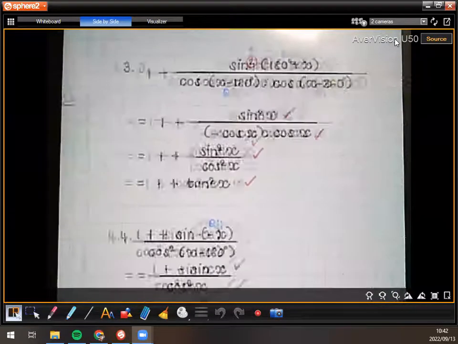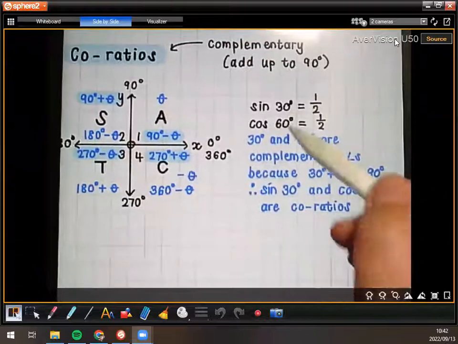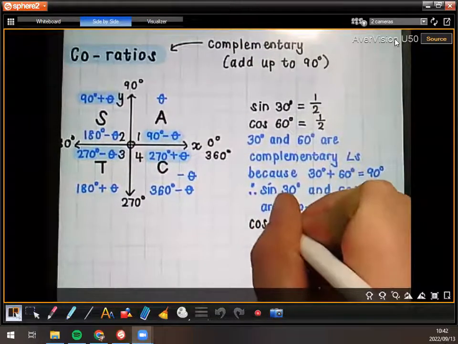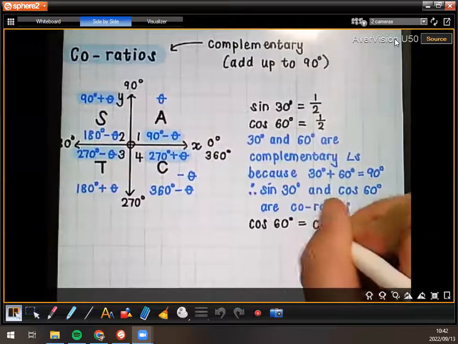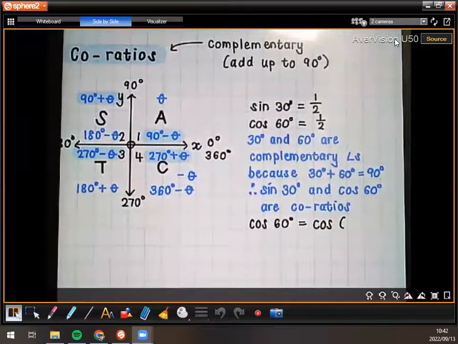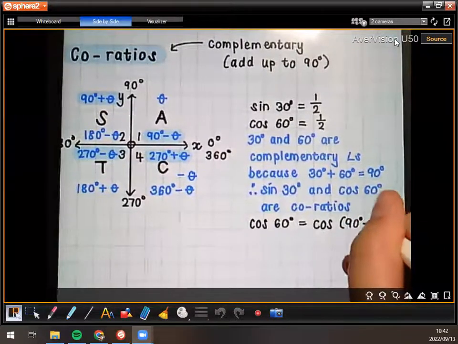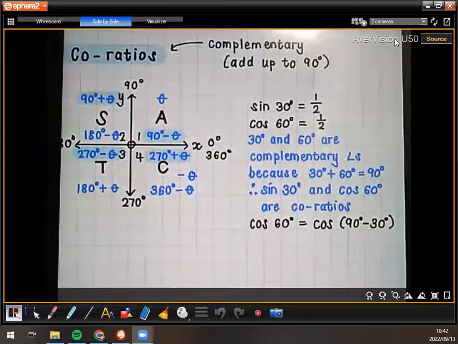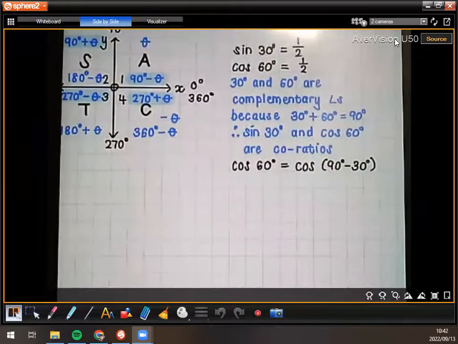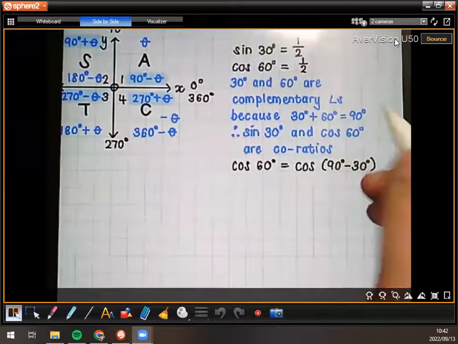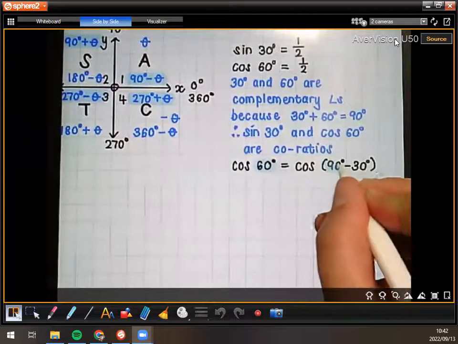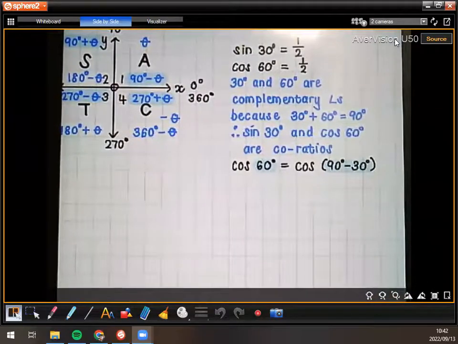Now we're going to do the same thing here, guys, because do we agree that cos 60 I can write as cos of 90 minus 30? Isn't that the same thing? 60 degrees is the same as 90 minus 30. All right, do we agree with that? So I'm just rewriting 60 in a different way as 90 minus 30.